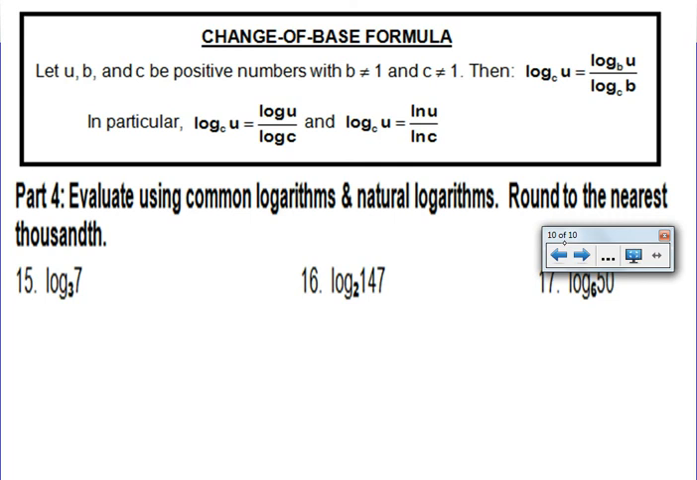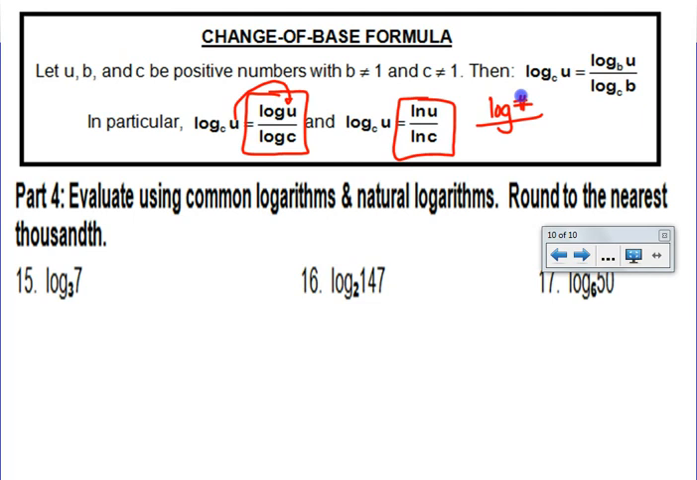So what we do is we take a logarithm of some other base and we turn it into a division problem of a common log over a common log or a division problem of a natural log over a natural log. So you can either type it in like this or like this. But notice the order is really important. The first thing you're going to have to type in is the log of the number, and then you're going to divide it by the log of the base. So I'm going to write that out right here. Log of the number divided by log of the base.